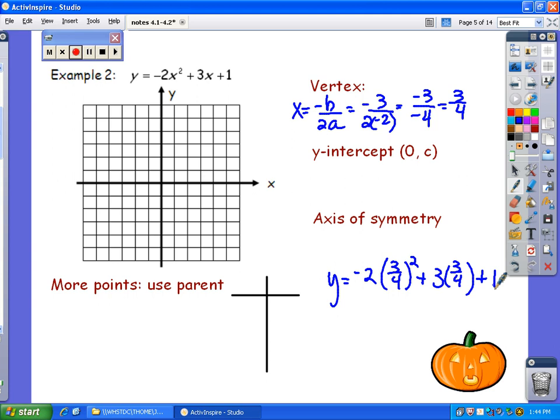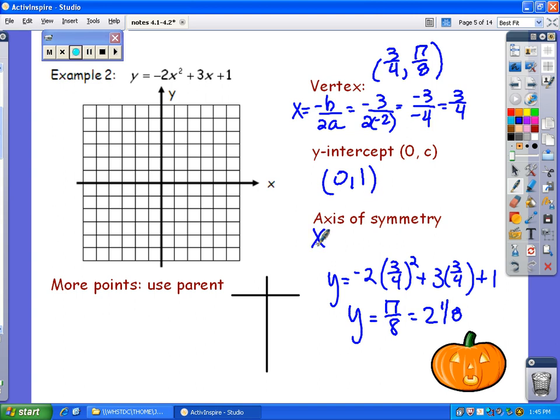Okay, let's figure that out. Okay, I plugged that into a calculator and I got y is equal to 17/8, which is 2 1/8, when I go to graph it. Okay, so my vertex is going to be (3/4, 17/8). My y-intercept is (0, 1). And my axis of symmetry is going to be x equals 3/4.